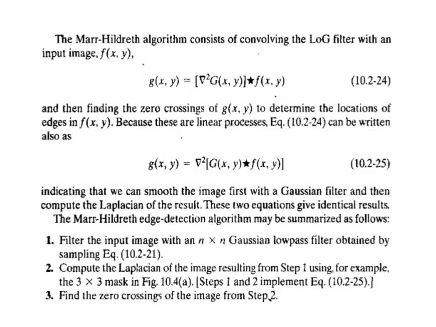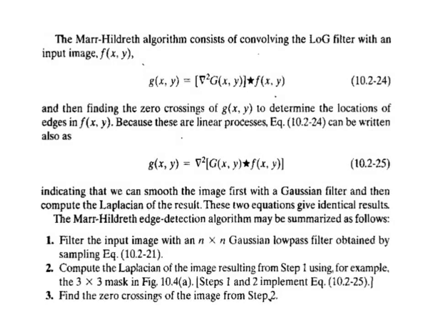Because these are linear processes, the above equation can also be written as g of x comma y is equal to del square in brackets G of x comma y convolved with f of x comma y, indicating that we can smooth the image first with the Gaussian filter and then compute the Laplacian of the result. These two equations give identical results. The Marr-Hildreth edge detection algorithm may be summarized as follows.